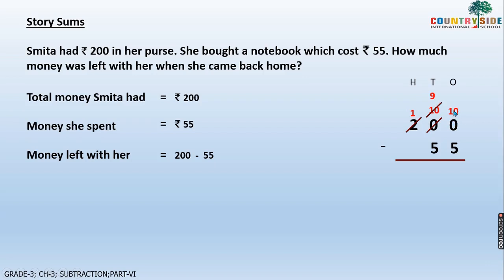Now here also again we have 0. So what will this 0 do? This 0 will again borrow one number from this 10. This 10 we will cancel and we will write 9 over here, and this 0 will become 10.